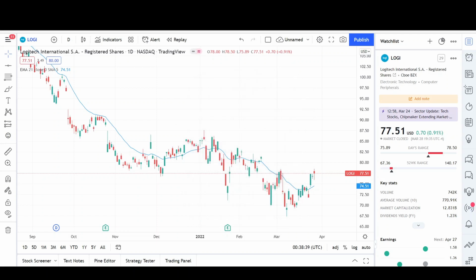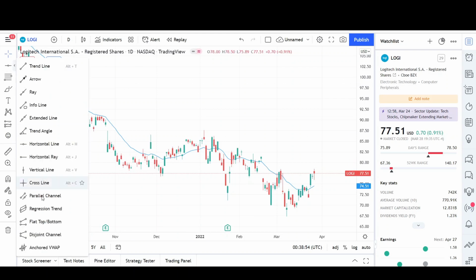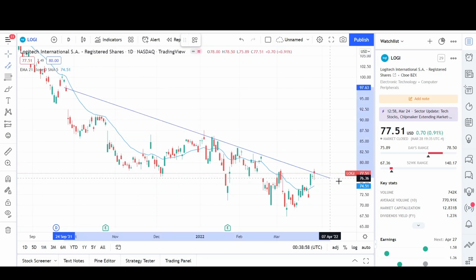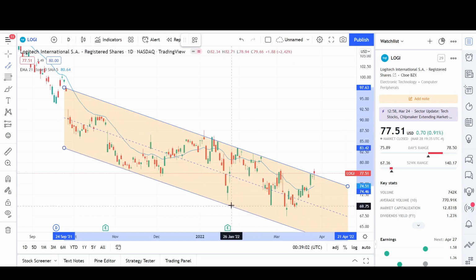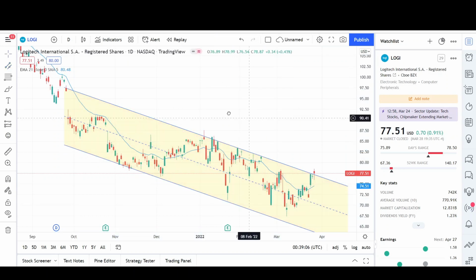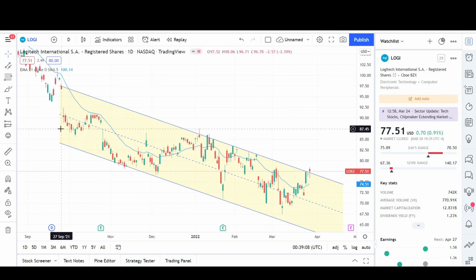I will first go over what I see on the daily chart and finish the video off with the weekly chart. Since August of last year, LOGITECH has been inside of a weak downtrend. So this looks like the downtrend or the channel that's holding prices inside of it. So here's the downtrend channel right now. We've been working inside of it since August or even September of last year.